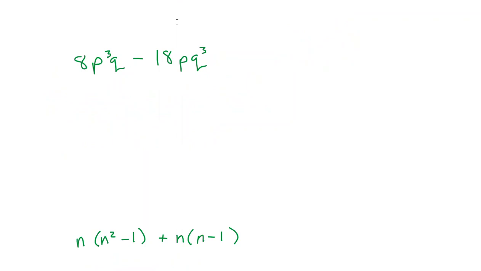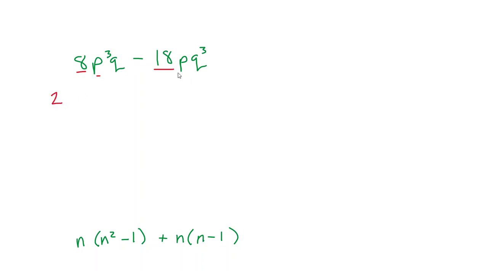Let's do another one, and this one's a binomial, which should make us very suspicious. But before we get into that whole binomial thing, we have to take out the GCF, as always. And notice that we have 8, which is 2 times 2 times 2, and 18, which is 2 times 9, 2 times 3 times 3. So there's a common factor of 2.